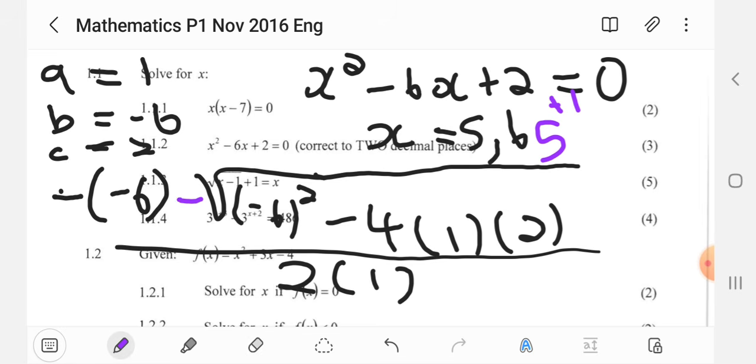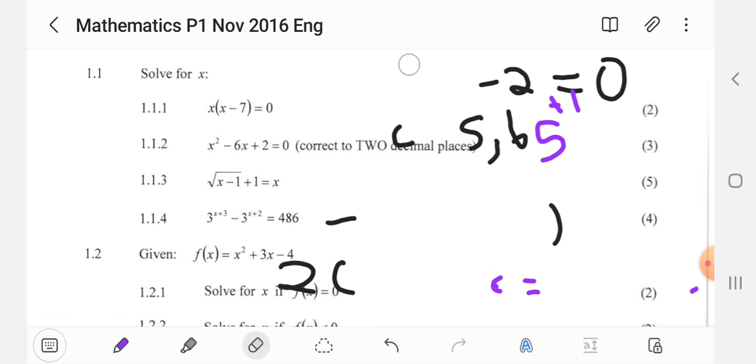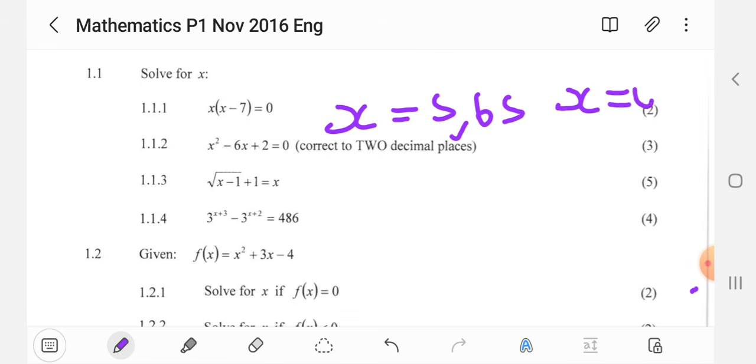Okay, and then you would change this and make it a minus. Then you will see that x equals 0.35. So the number after here is smaller than 5, so we don't have to round off. So that is how you will do 1.1.2. I hope you got that. So with this one, x equals 5.65, and then x equals 0.35. Okay, so that is how you do that question.